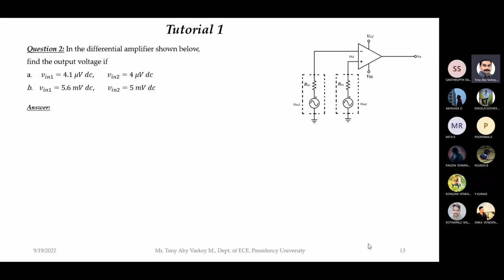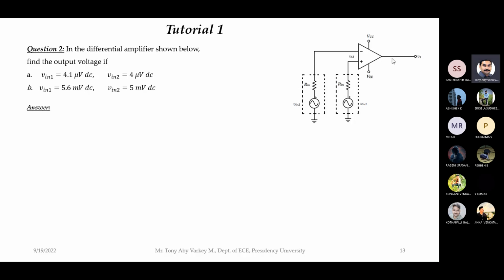What is the voltage connected to the non-inverting terminal? V in 1. What is the voltage connected to the inverting terminal? V in 2. So what is the differential input voltage? Differential input voltage means voltage V1 minus V2, that is V in 1 minus V in 2.